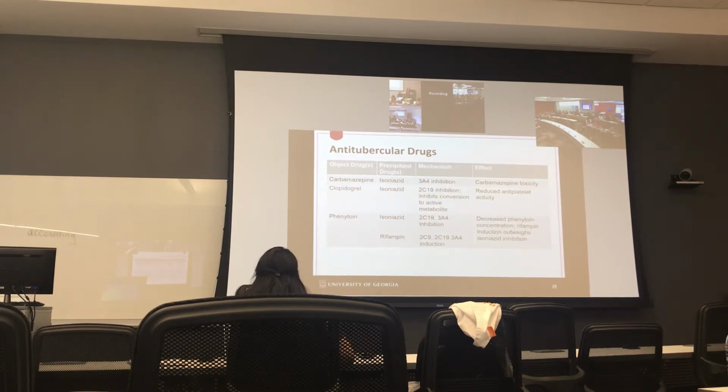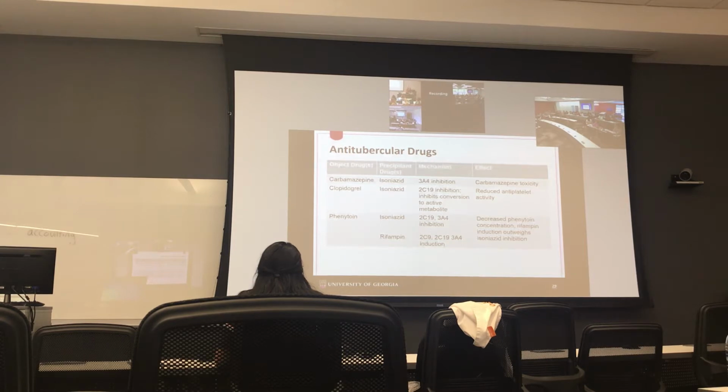So a few more interactions with our anti-tubercular drugs. So as a 3A4 inhibitor, isoniazid and carbamazepine have a pretty significant interaction. This results in significant increases in carbamazepine levels and toxicity. So carbamazepine toxicity, you'll typically see initially nausea, vomiting, dizziness, can lead to confusion and altered mental status. Isoniazid also interacts with clopidogrel due to 2C9 inhibition. So this inhibits the conversion of clopidogrel to its active metabolite. So even though it's an inhibitor, we'll have reduced activity of clopidogrel because we're going to have more of the inactive prodrug and less of the active metabolite.